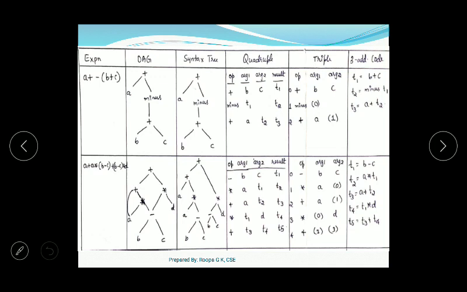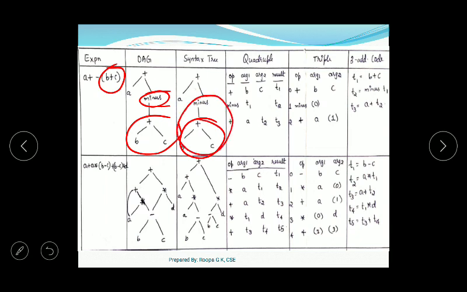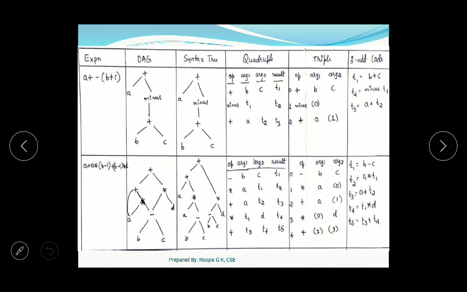Okay. Expression is this one. DAG, how to write the DAG? B plus C, parenthesis the expression, consider this plus, so this part B plus C, then minus of B plus C, that is over, and finally A plus minus of C. Similarly, the syntax tree: B plus C, minus of B plus C, followed by A plus minus of B plus C. Okay. Quadruple, 4 fields: op, argument 1, argument 2 and result.